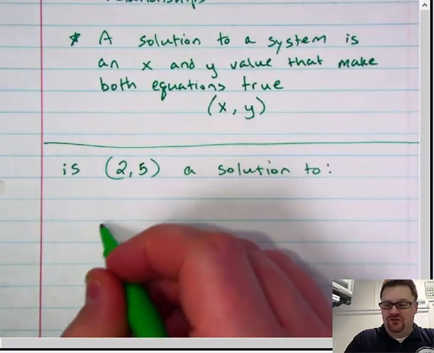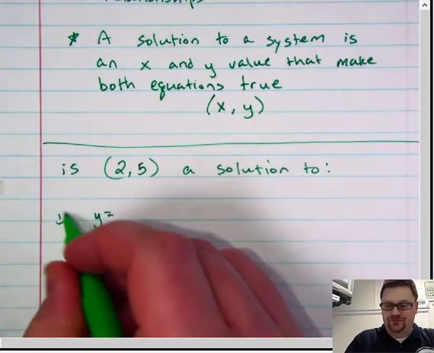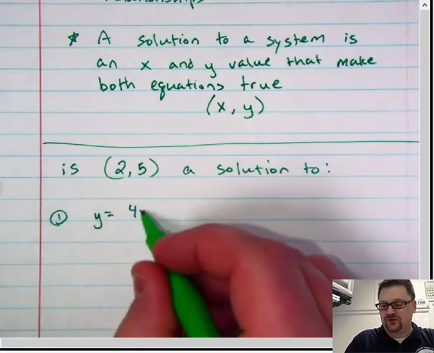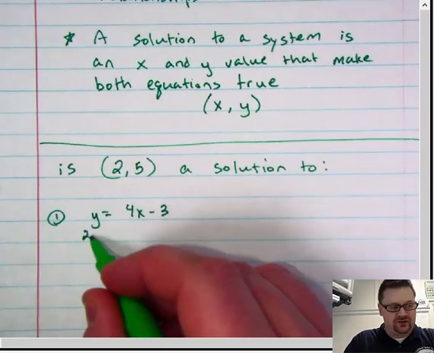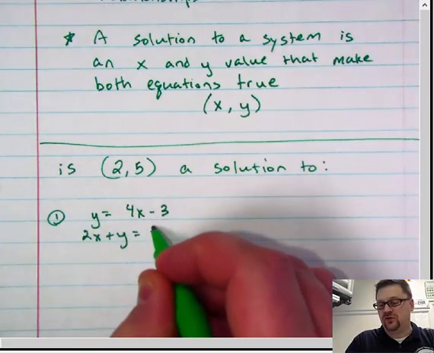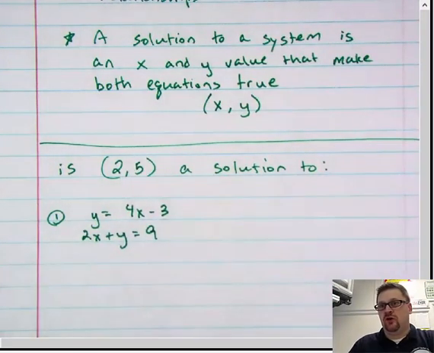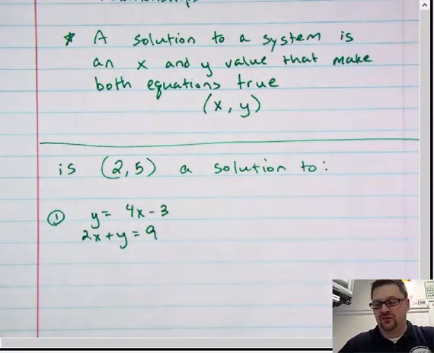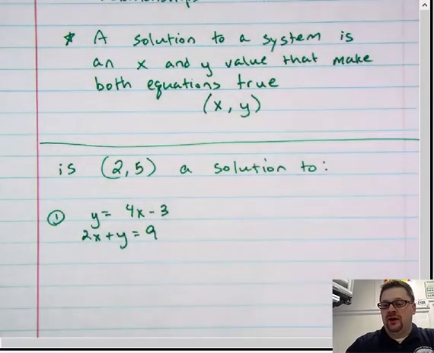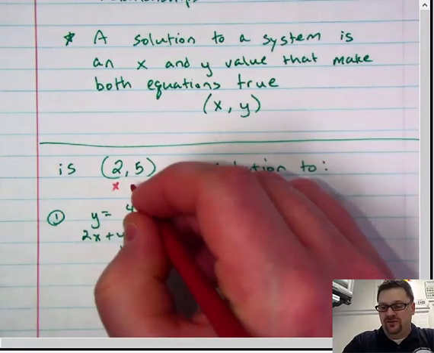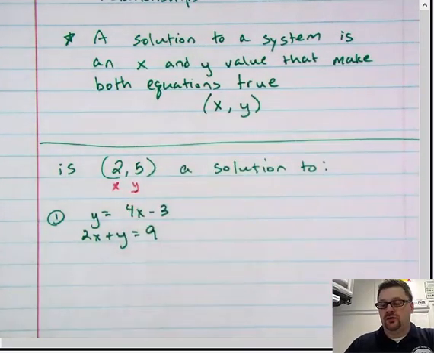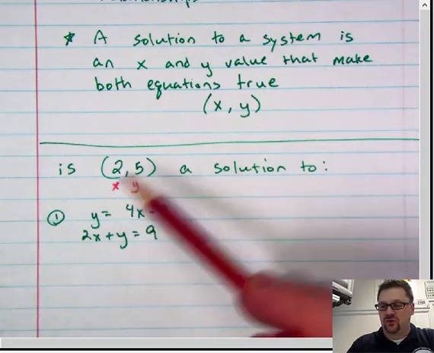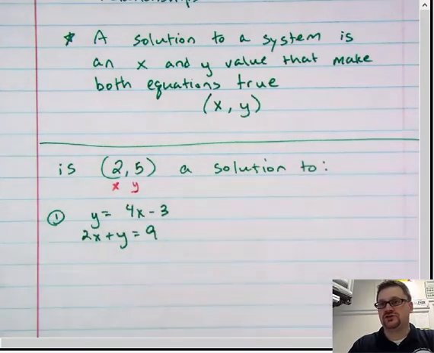One, if you have the system y equals 4x minus 3 and 2x plus y equals 9. Here are multiple equations with 2 different variables, and I want to know if 2, 5 is a solution to that. Well, keep in mind that 2 represents an x value and 5 represents a y value. So we want to know, does this x and y value make both of these equations true? And the easy way to figure that out is to plug in the values and see if they check.